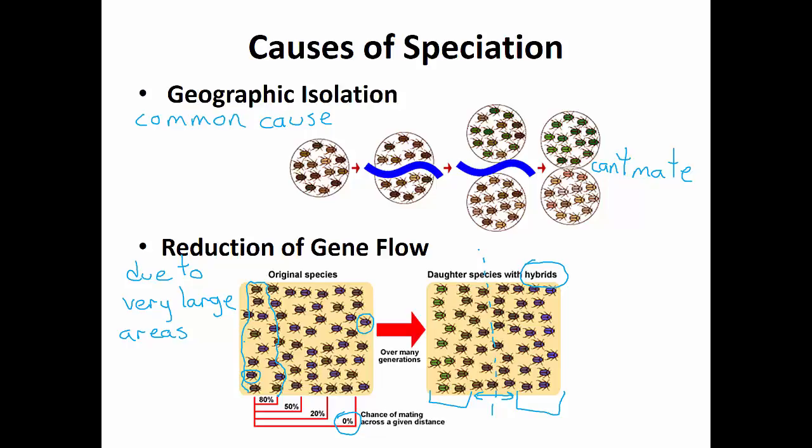So the most common cause of speciation is genetic isolation due to geographic isolation and the reduction of gene flow. Hopefully, this gives you a better understanding of how species come about.